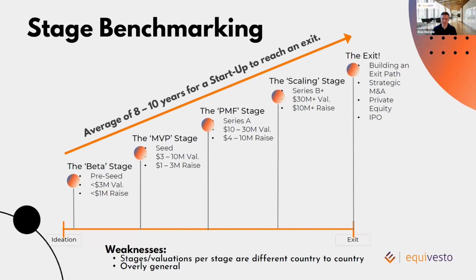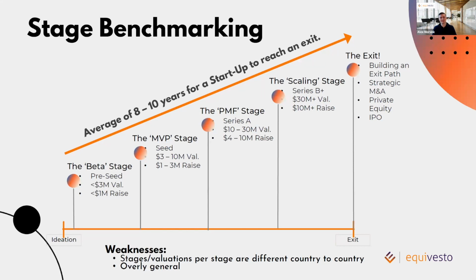After that, the scaling stage. This is Series B plus. At this point, you're only raising from VCs. The raise amount is too far beyond angels, so angels aren't really participating anymore. It's very much in the venture capital space for Series B and beyond. Your valuation is typically over $30 million Canadian, and you're typically raising over $10 million. And then finally, you're doing a series of additional raises, potentially building towards your exit.